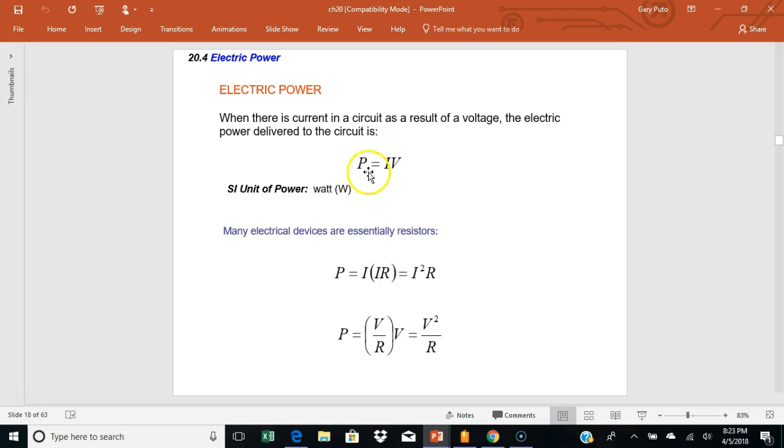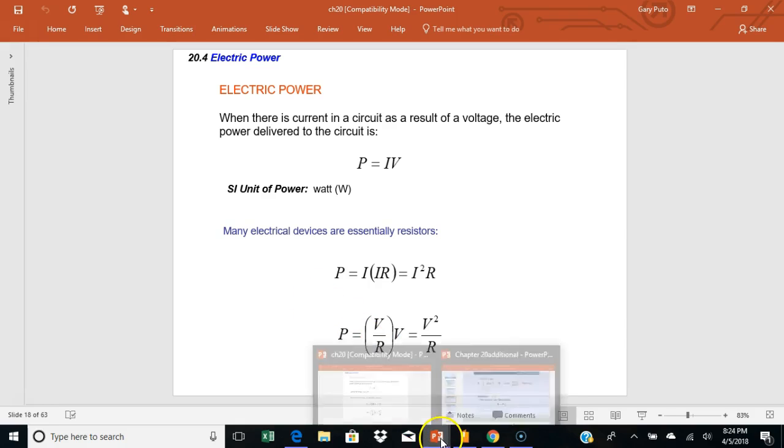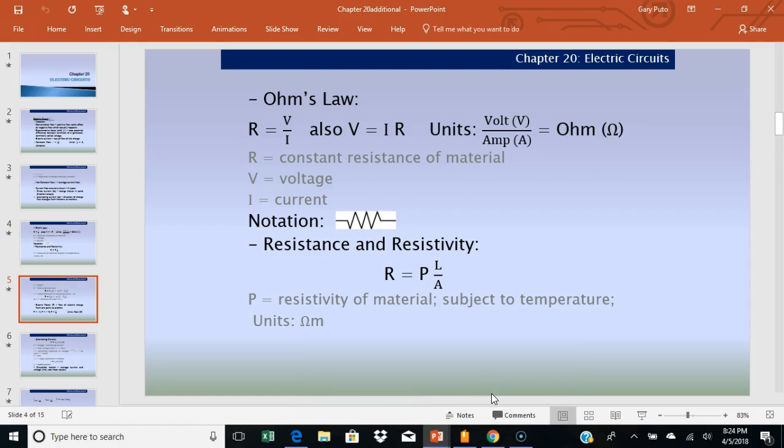Other variations are P equals I squared times R, and you get that from Ohm's law, where voltage is equal to current times resistance. You just substitute. You also have power equal to V squared divided by R. You get that again from Ohm's law, where the current is equal to V divided by R. So you've got three variations of the electric power formula, just like we talked about with capacitance. And I've got them listed right here.